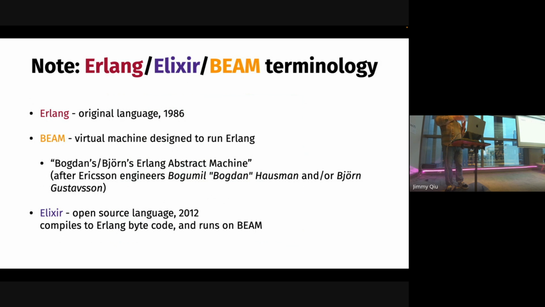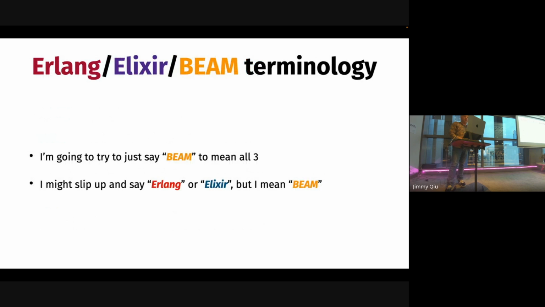Touching on Erlang, Elixir, Beam. Erlang's the original language. Beam is the virtual machine it runs on, which stands for Bogdan's/Björn's Erlang Abstract Machine. And then Elixir is obviously what this meetup is about. It's been around since 2012, but they all compile down to Beam. So for this talk, I'm going to try and just say Beam, and I mean Erlang and Elixir and Beam. If I mess up and say something else, I mean Beam. So the virtual machine rather than the languages that run on top of it.